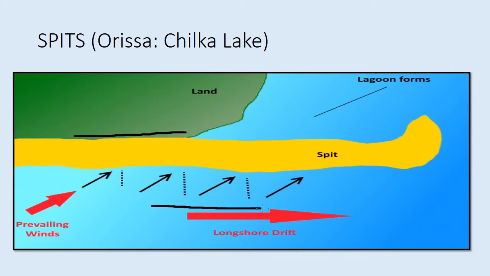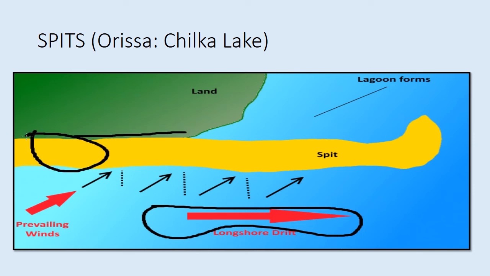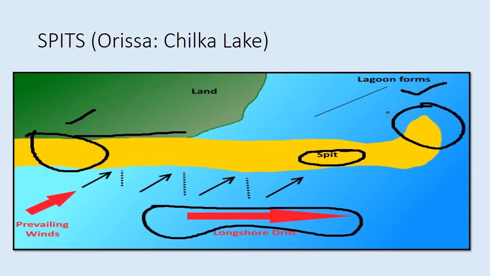And this is the zone of littoral drift. It is parallel to the coast, but one end is attached to the continent, while its other end is projected into the open sea. That is known as a spit. One part is attached to the continent and the other part is projected into the open sea. That is known as a spit.